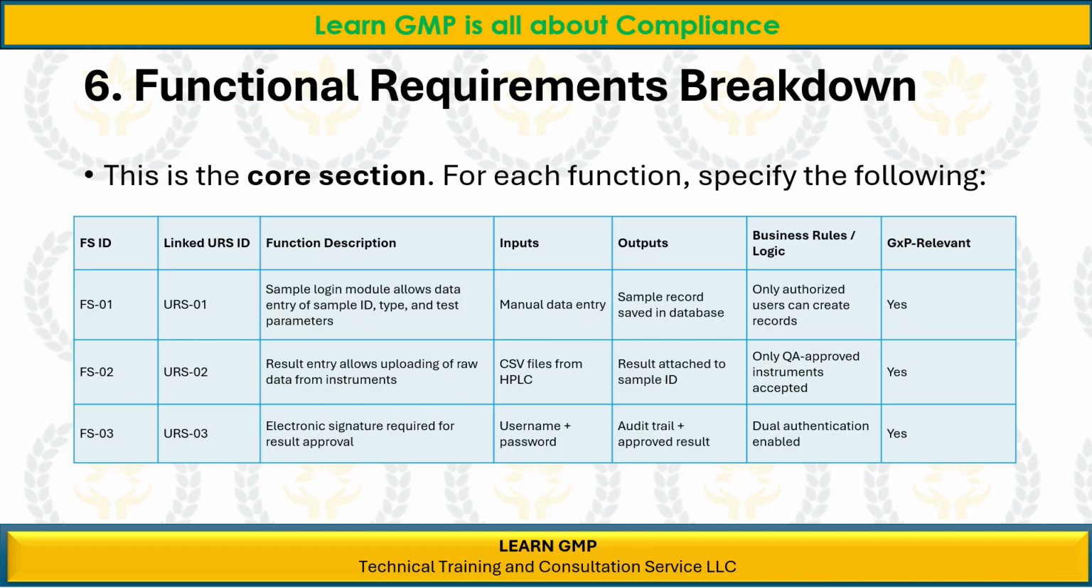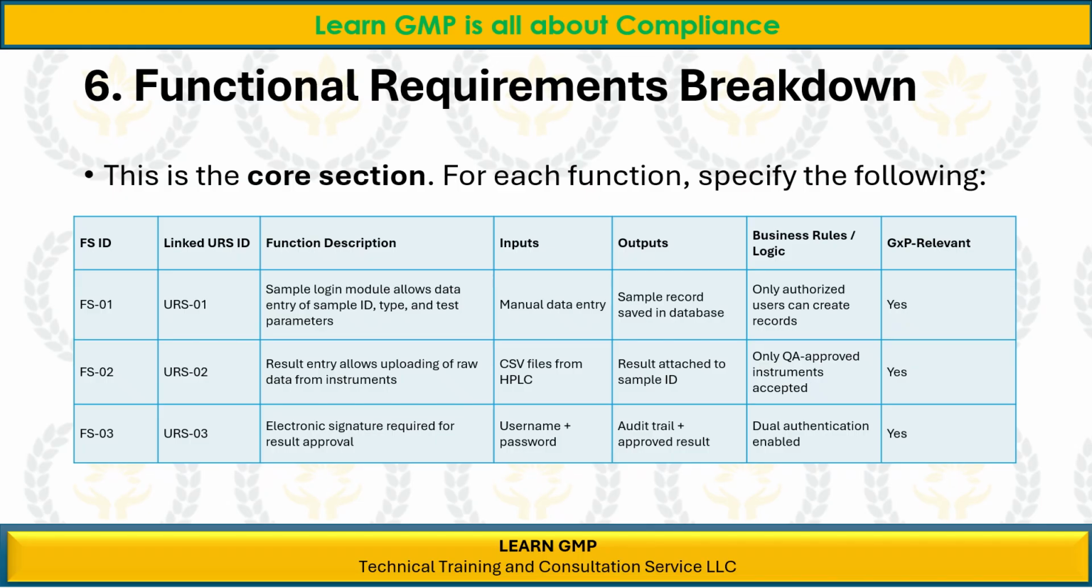GXP relevant. Yes. FSID. FS02. Linked URS ID. URS02. Result entry allows uploading of raw data from instruments. Inputs. CSV files from HPLC. Outputs. Result attached to sample ID. Business rules/logic. Only QA-approved instruments accepted. GXP relevant. Yes.